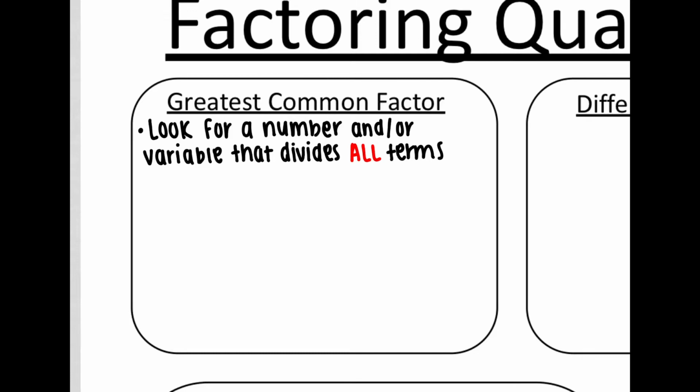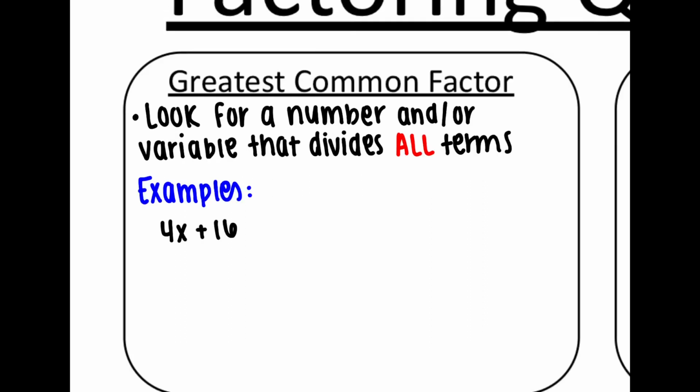So the greatest common factor is a number or a variable that divides into all terms. So what you're going to do, of course, is look for that number or that variable. Sometimes it's both though, and it has to go into every single term that you have. So what I'm giving you first is 4x plus 16. So this has two terms. The first one is 4x, the second is 16. So like I said, we're looking for a number and or a variable that divides all terms.